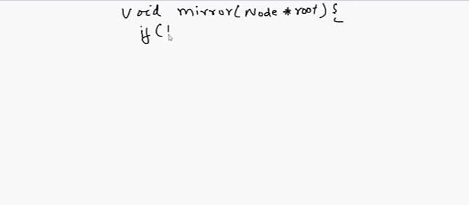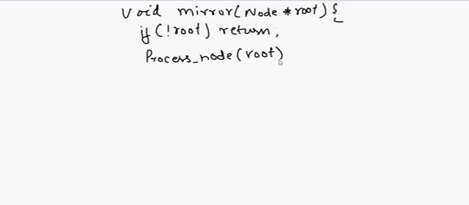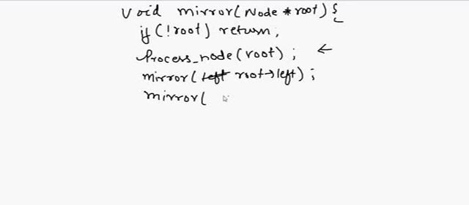We'll write a function void mirror and we'll pass Node star root. That is the only thing we can pass onto the binary search tree. If root is null, that is the standard return thing. Now we'll process node and we'll pass the root as parameter. This is the first step in post order traversal. It can be a print statement, it can be swapping, it can be anything, but we'll process the node. And then we'll mirror the root's left, and then we'll mirror the root's right. That is the standard typical implementation of post order.